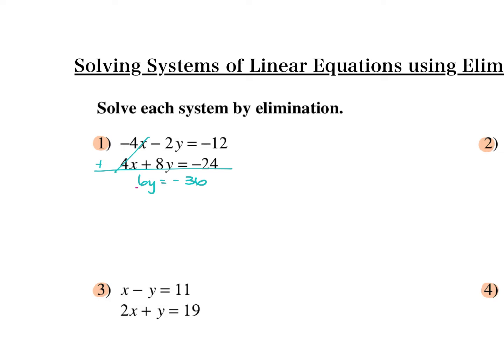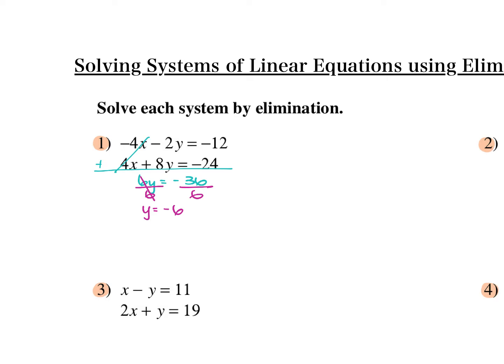From here, you can just divide each side by the 6 to get y by itself, and you have that y is equal to negative 6. Once you get one of the variables, you're going to choose either the top or the bottom of the original equations and solve for the variable that's not solved for.